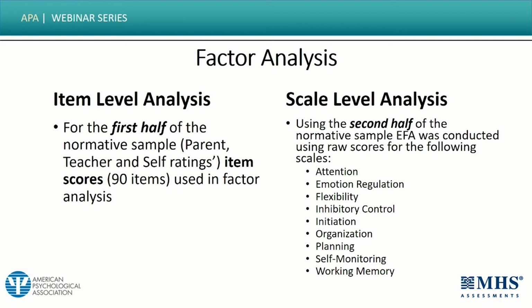The first half, we did factor analysis at the item level. And then for the other half of the sample, we did factor analysis at the 9 scale level. You could think of those as 9 subtests. So we wanted to be sure that the way we were organizing the data didn't influence our results.